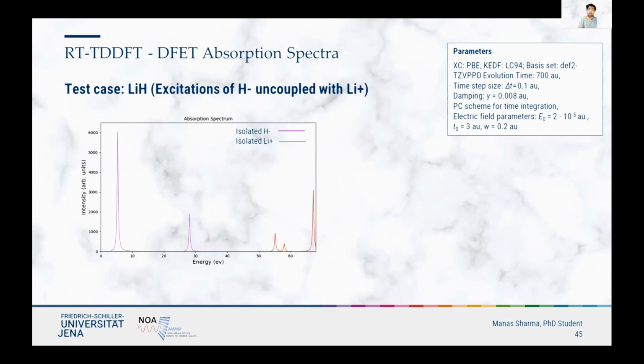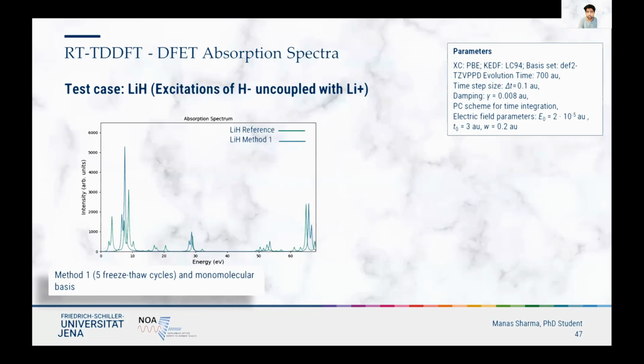So here I'm calling this LiH excitations uncoupled, because as you can see here, the isolated H negative excitations are somewhere till 30 electron volt, while after 40 or 50 electron volts, you see the Li positive excitations. And if you look at the complete absorption spectrum of this LiH molecule, then you see that it is quite different to the isolated spectrums. So it's not like even the isolated is able to predict these.